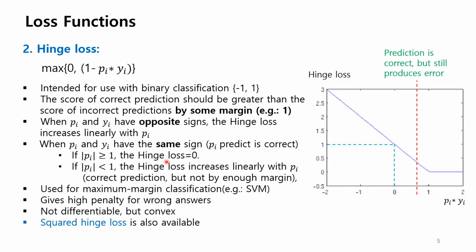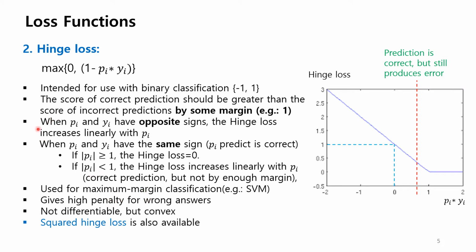So the idea of hinge loss is that the performance of a correct prediction should be better than the incorrect prediction by some margin, in this case 1. So here, if the prediction is 0.5, simply say this prediction is correct, but not good enough. That's the basic idea of hinge loss.